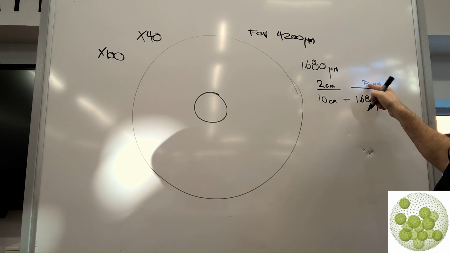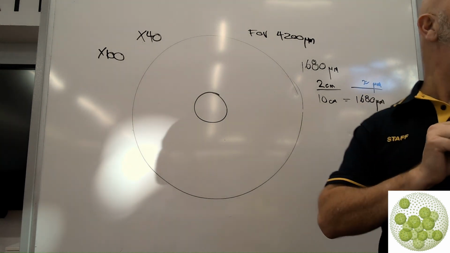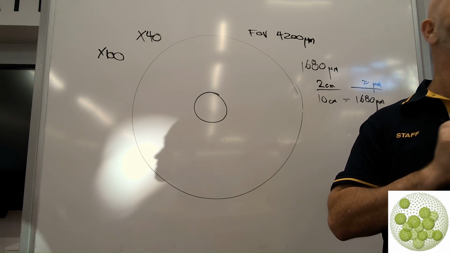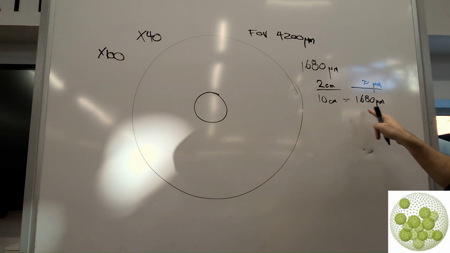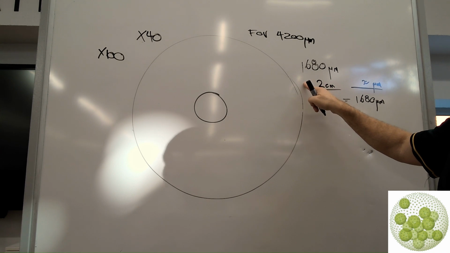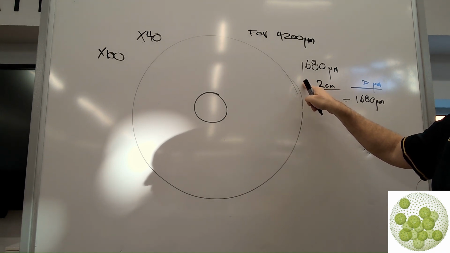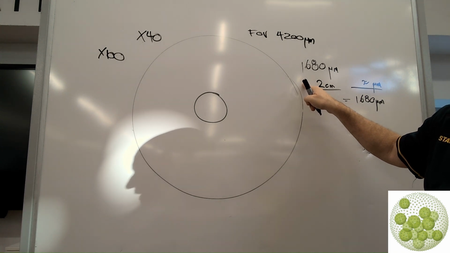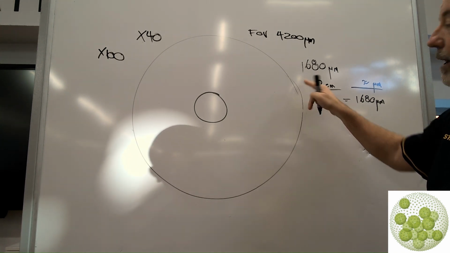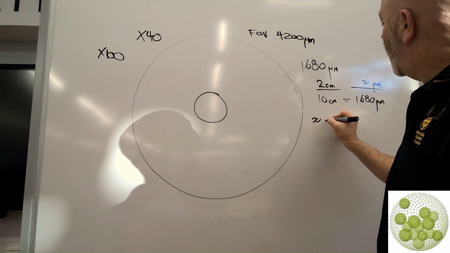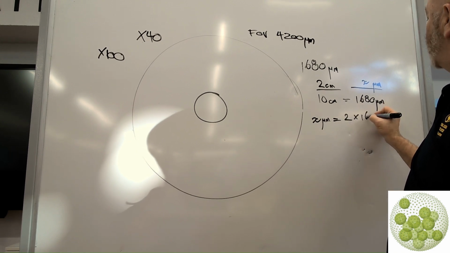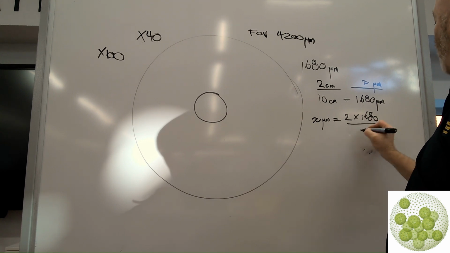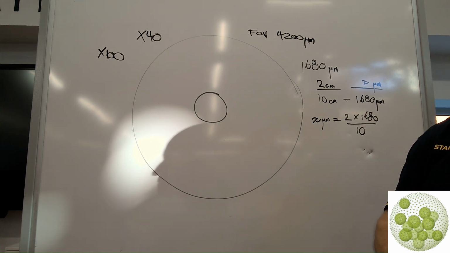So if I'm trying to keep X by itself, it's over 1680, which is down the bottom here, and I'm going to move it across the other side, therefore it's going to go to the top. There is a mathematical rationale about this, but it's long-winded, and I'm just teaching you a shortcut. So I can rewrite this as X in micrometers equals 2 times 1680 divided by 10. Just believe me, you can do it.